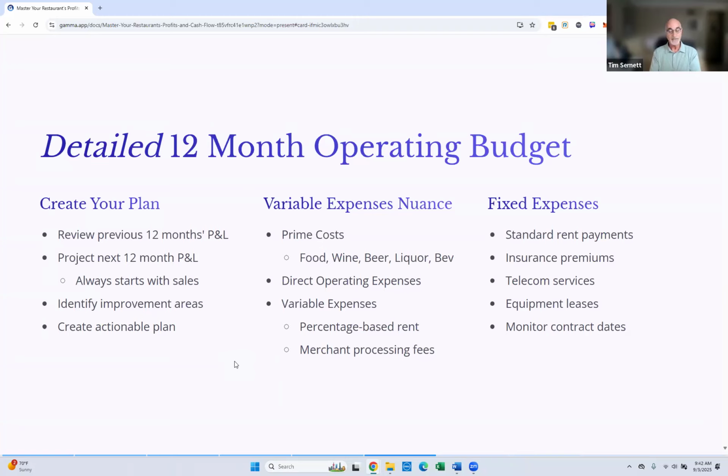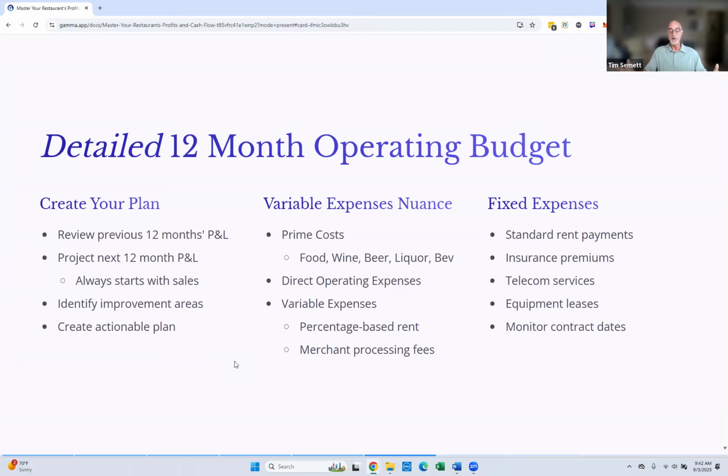Your direct operating expenses, which we talked about, are those overhead expenses that you can influence and have an impact on a month-to-month basis, and any other variable expenses that fluctuate with the sales, to start to build out that detailed budget line by line according to your P&L or your chart of accounts for the next 12 months. And then, of course, you have your fixed expenses that are pretty much static every month, your standard rent payments, insurance, telecom, so forth and so on.